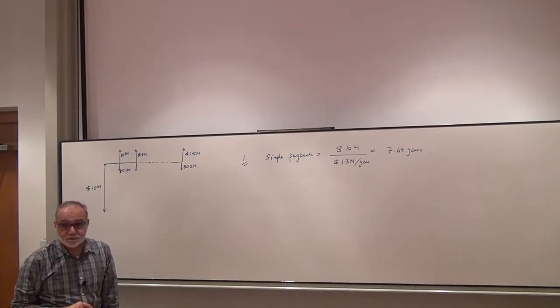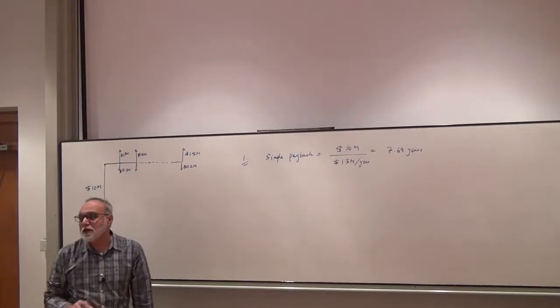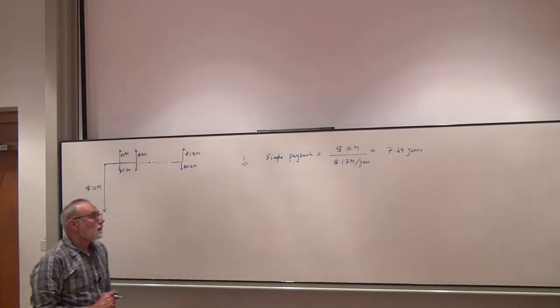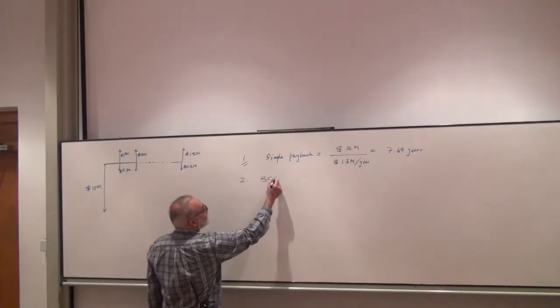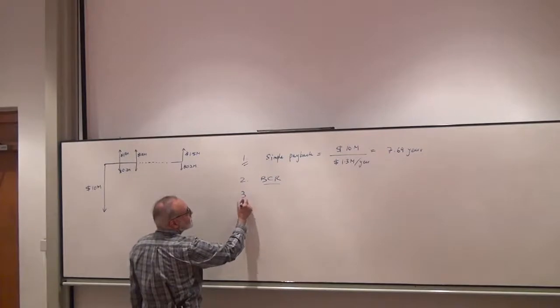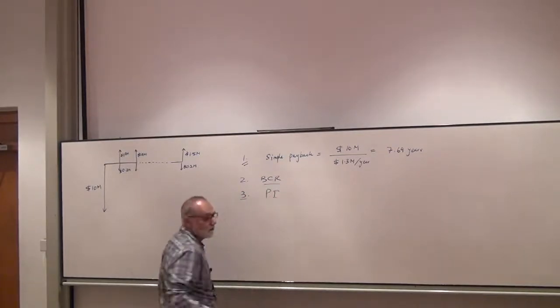And no interest is involved, please note. There is no discount rate in this calculation. This is a simple payback period. The second question asked is the benefit cost ratio, BCR, and the third is the profitability index, PI.